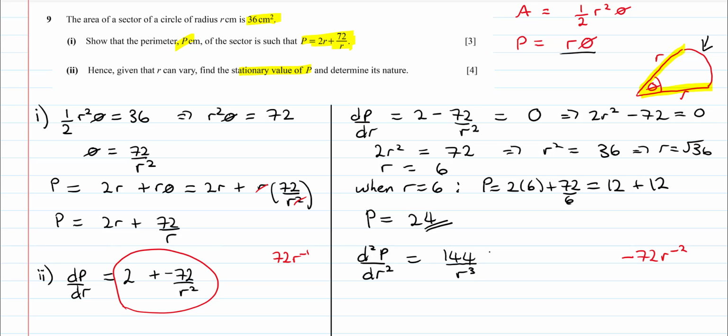And we know that is greater than 0 because r is equal to 6 at this stationary point, so r is definitely greater than 0. So if our second derivative is greater than 0, then our stationary point is going to be a minimum. So we'll just write that down. And that then completes question 9.